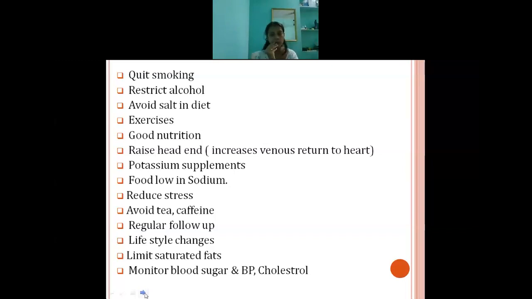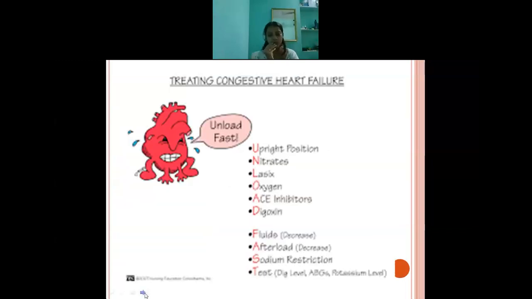So ask the person to perform yoga, deep breathing exercises, and even lifestyle modification is essential, like taking less amount of fat rich diet or cholesterol rich food, and along with that, regular exercises, monitoring the blood sugars, monitoring the BP of the patient, cholesterol of the patient. And also avoiding high intake of tea and coffee. So this is one small mnemonic that you can use: UNLOADFAST, unload fast. It is just a mnemonic for you to remember.